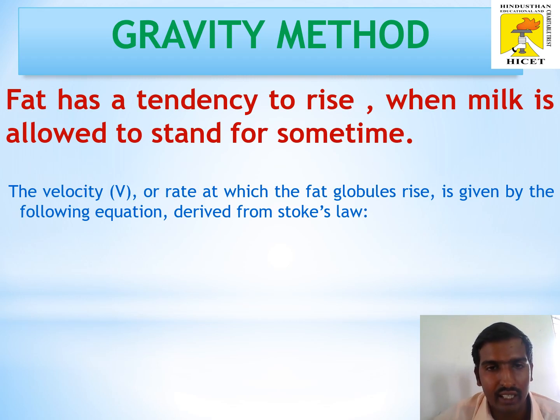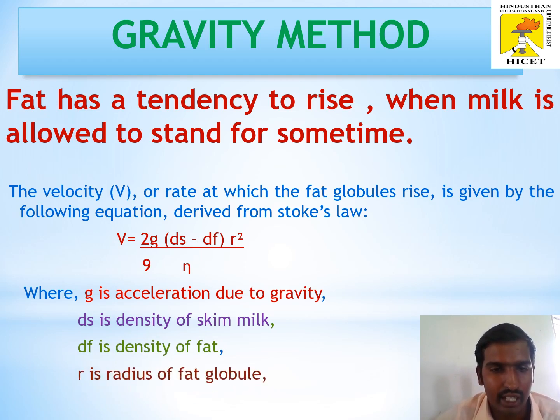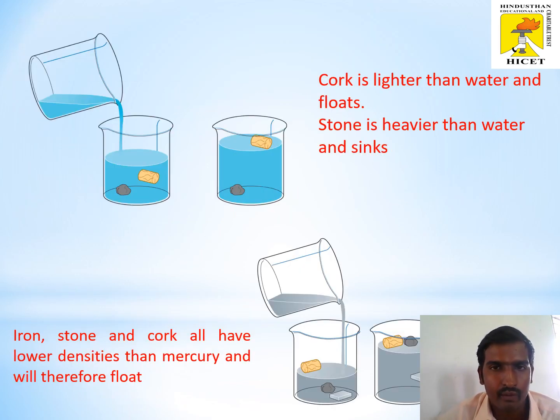If the density of the fat were higher than that of the water, the fat would automatically sink towards the bottom of the bottle or any other vessel. Based on Stokes law, we need to identify the velocity, the rate or speed of the fat globules rising towards the top of the milk layer. So the equation is V equals 2 into acceleration due to gravity into the density of the skim milk minus the density of the fat, into the radius of the fat globule squared, divided by 9 into eta, the viscosity of the skim milk.